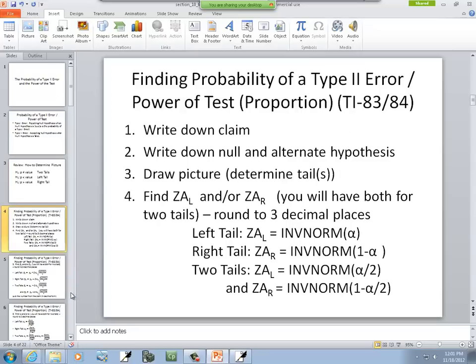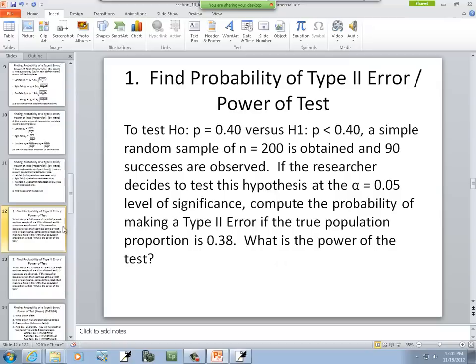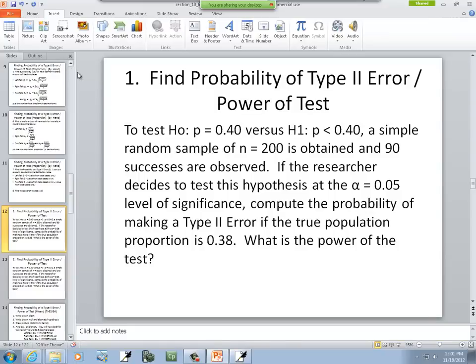Well, I'm not going to go through these steps. Let's dive right down to the problems. Steps will actually make a lot more sense if we're actually working a problem. Okay, first do this with the calculator, TI-83, TI-84, and then I'll go back and redo it by hand.